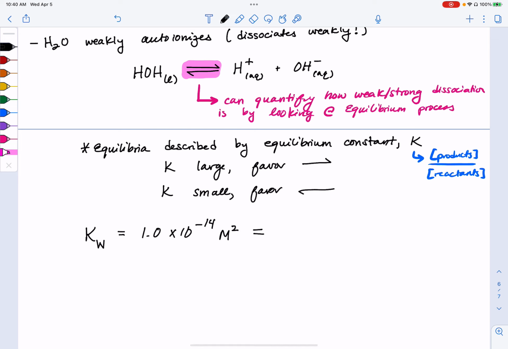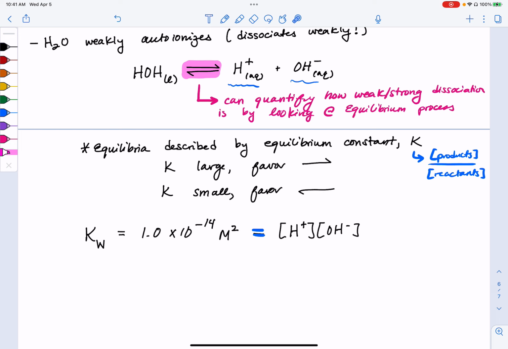So if I were to write this proportion of product over reactant, I would look at my dissociation equation and say, okay, one of my products is H plus, so I'm going to have concentration H plus, times my other product, which is OH minus, and then I would divide that by my concentration of reactants. However, my reactant here, the thing that's dissociating or autoionizing, is a pure liquid. So we do not include that in this K expression.